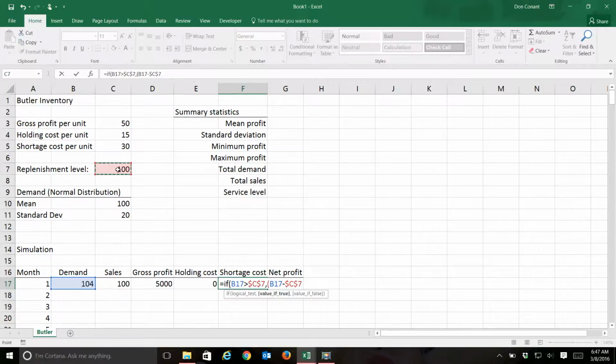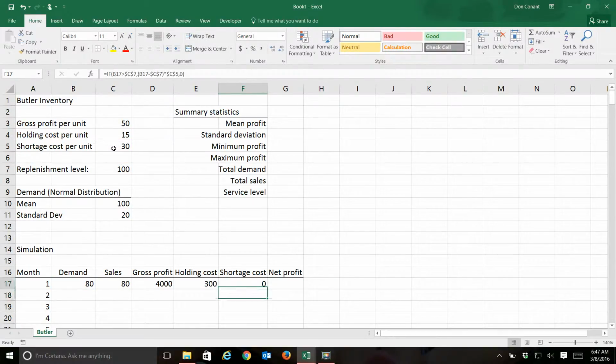Again, I want to copy this. And I'll multiply that times my shortage cost. And again, I'll make that absolute. Now, if it's not, then there was no shortage cost, so it's 0. Close off my if statement, press enter. There you go. And you can see it works here.